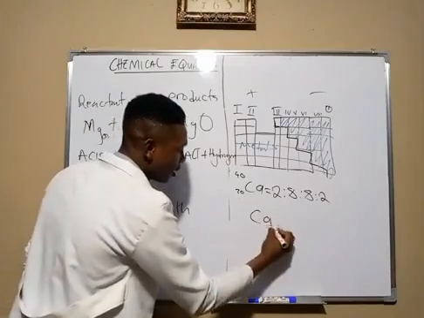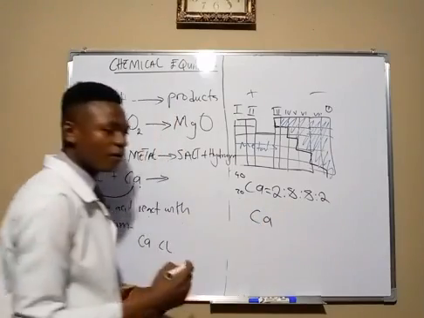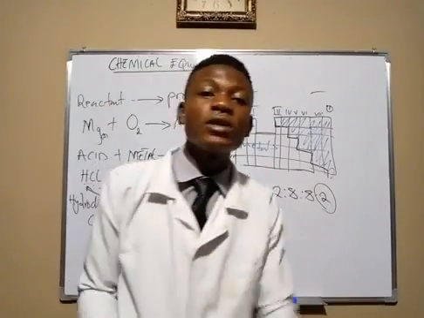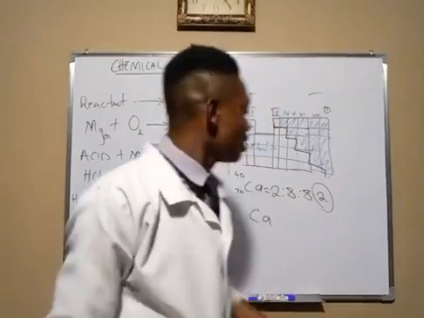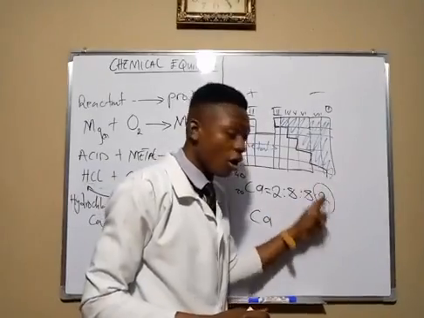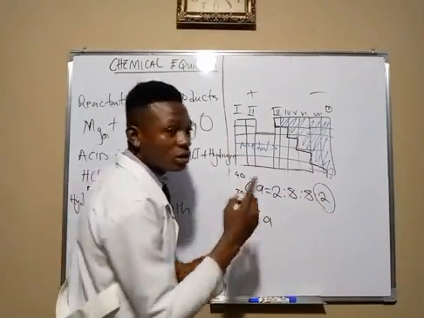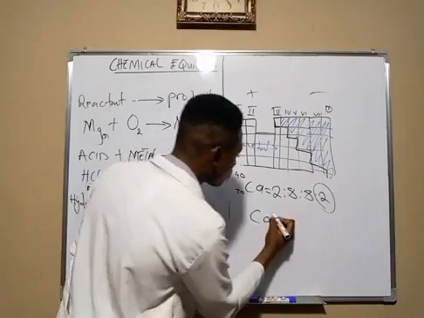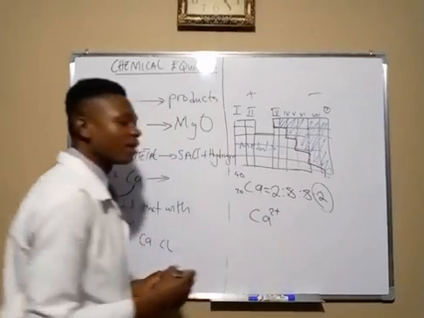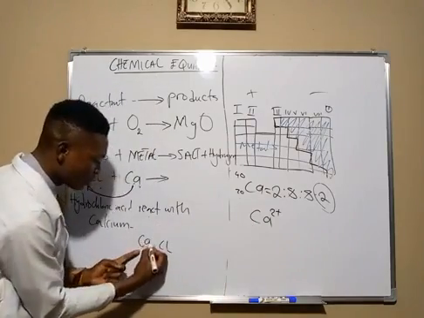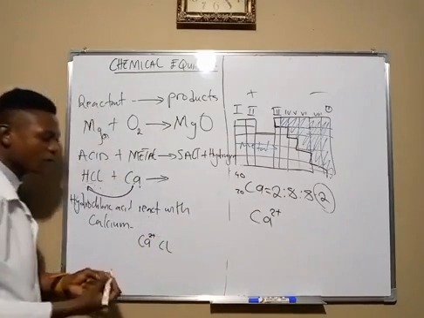So calcium, because it's a metal, it is positive. This last number, the last shell, determines the valency of the element. So calcium, because it's a metal, will be called 2 positive. So calcium has a valence of 2 positive.